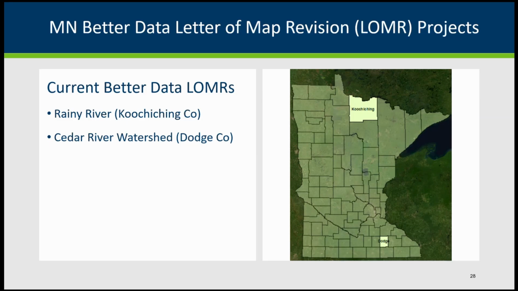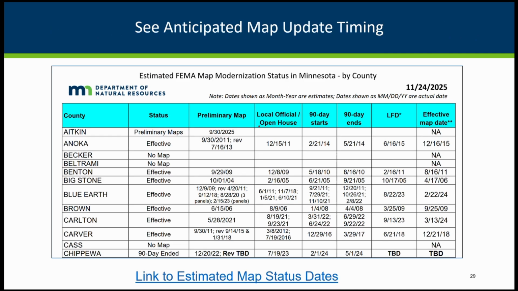This can be especially helpful in cases where they don't want to hold up an entire county from getting their new effective maps, and can be done shortly after a county goes effective. So we currently have 2 of these funded, one is the Rainy River in Koochiching County, and then one for portions of the Cedar River watershed in Dodge County. And we also recently completed these for one in Cottonwood County and Wilkin County. So these are really nice, relatively quick projects to get those areas updated.